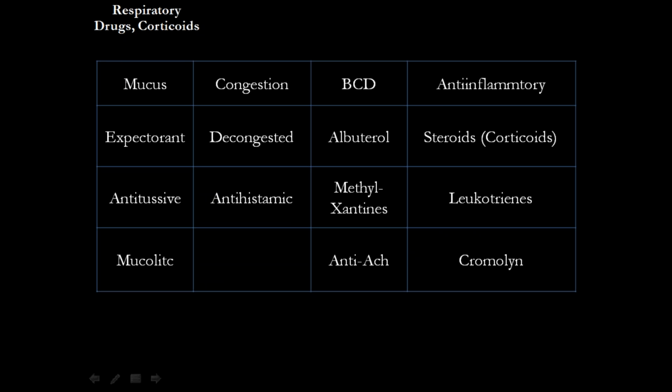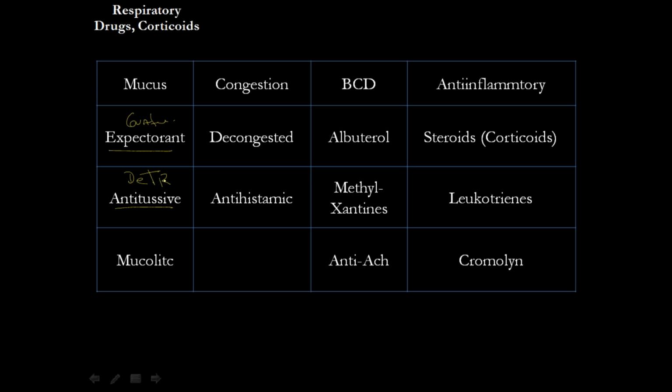So here we have the mucus. We have the mucus. We have congestion, and these two are going to be seen in the upper respiratory tract. For mucus, we are going to use an expectorant or an antitussive. The expectorant is guaifenesin. The antitussive is dextromethorphan, with a T.